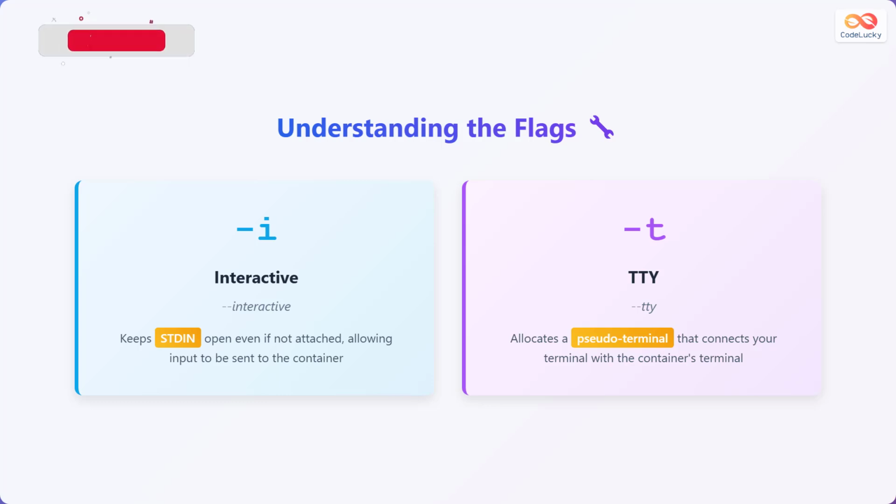Let us understand the two flags that are used in interactive mode. The first flag is -i, which stands for interactive. It keeps standard input, often abbreviated as stdin, open even if you are not attached, allowing input to be sent to the container. The second flag is -t, which stands for TTY. It allocates a pseudo terminal that connects your terminal with the container's terminal, creating an interactive shell session.